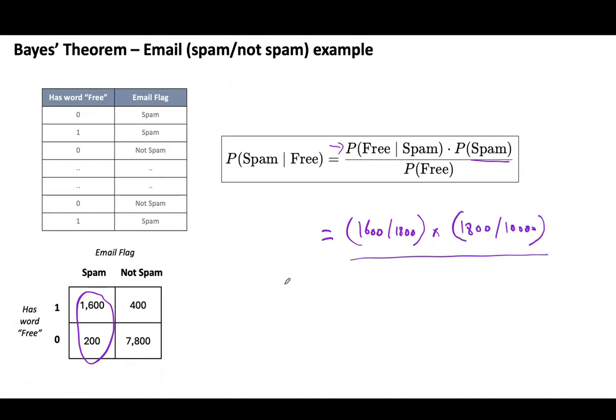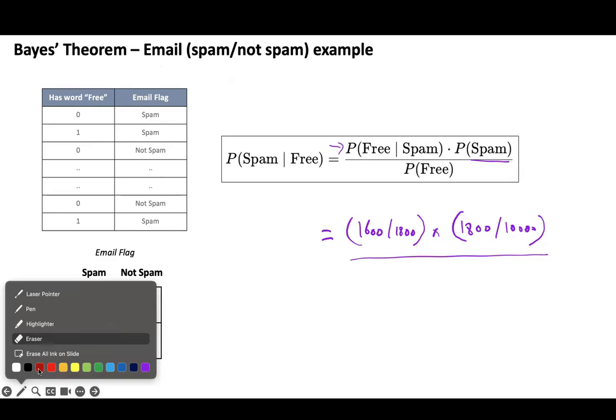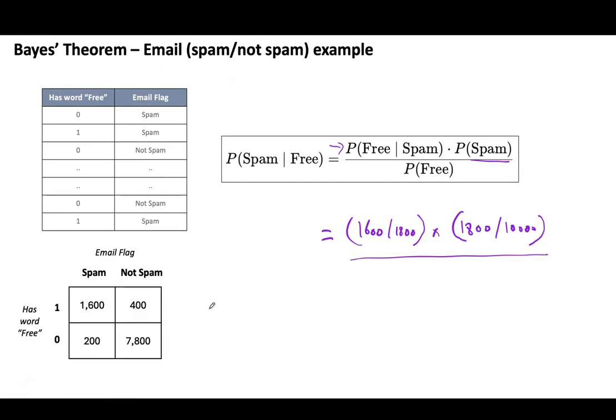And lastly, we'll compute the denominator. And it's kind of straightforward. We'll just need to find how many emails had the word free. And if we do this total, we get that number, which is 2000. And we'll divide that expression by 10,000, which is the total number of emails.